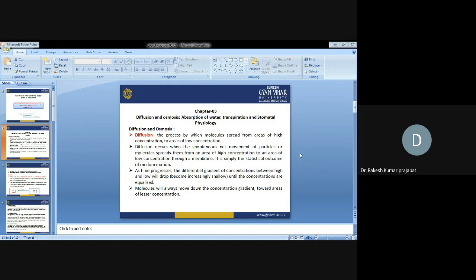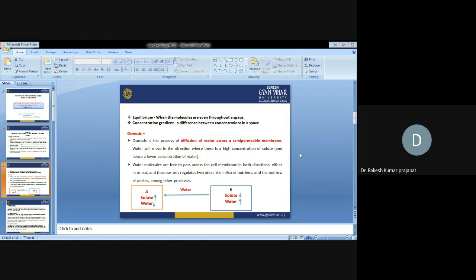Similarly, if we talk about equilibrium, is there any time at which diffusion will stop? The main objective behind diffusion is to reach equilibrium. Equilibrium means the concentration on both sides becomes equal. When molecules are evenly spread throughout the space, that condition is known as equilibrium. Concentration gradient means the difference in concentration.